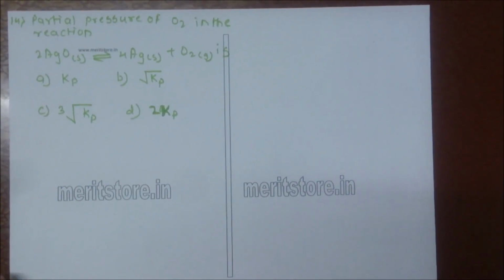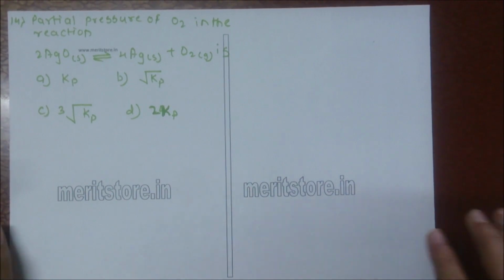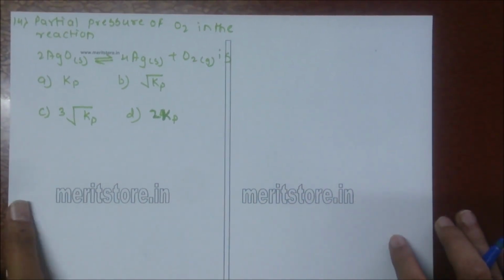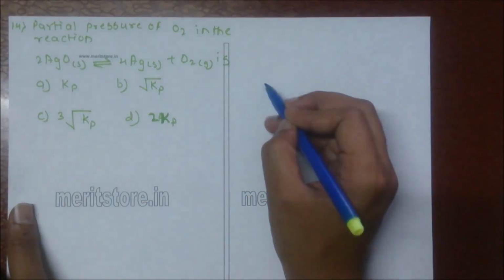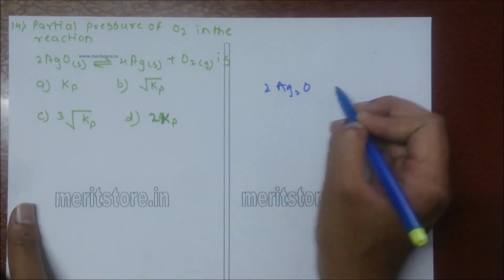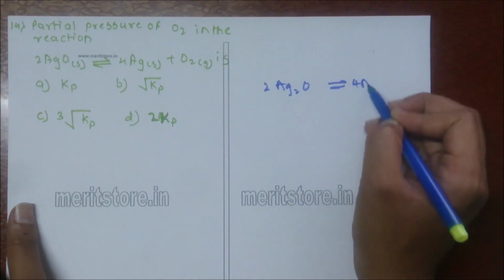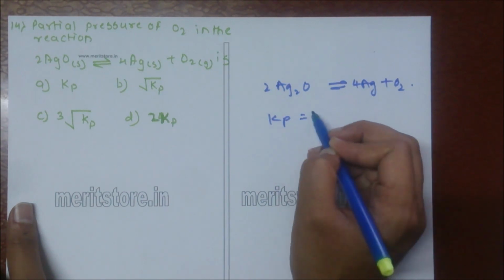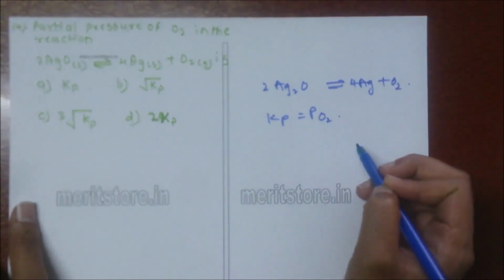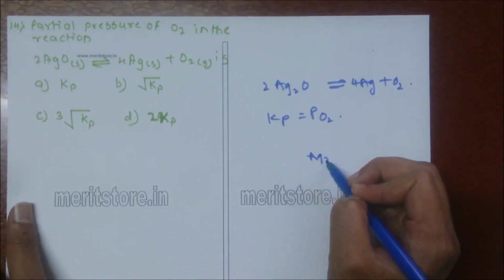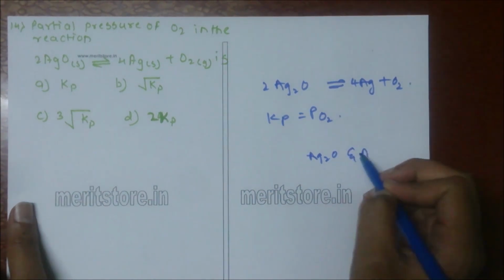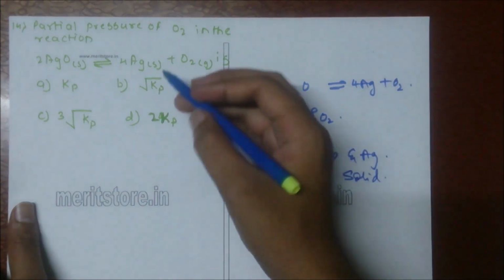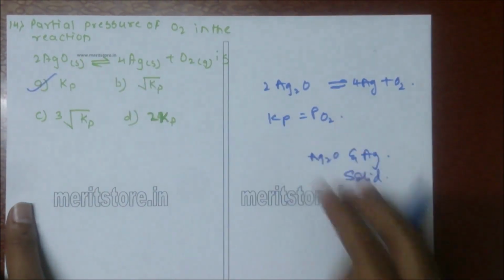Next question is, the partial pressure of oxygen in the reaction 2Ag2O gives 4Ag plus O2 is? In this reaction, 2Ag2O in a reversible reaction gives 4Ag plus O2. For this reaction, Kp is equal to the partial pressure of oxygen, as Ag2O and Ag are in solid state. So the partial pressure is equal to Kp.